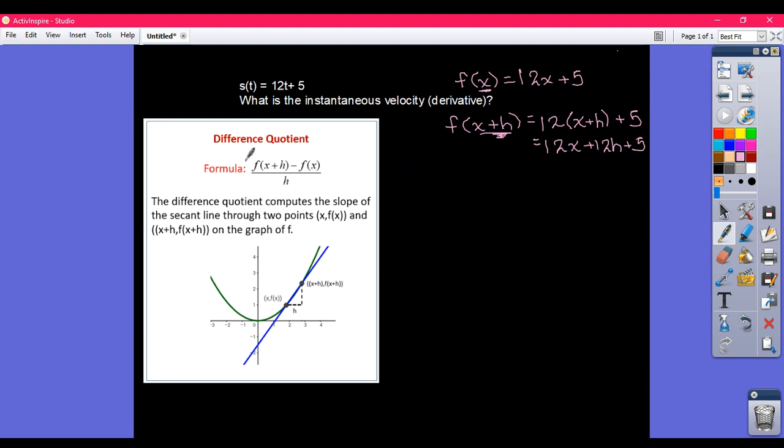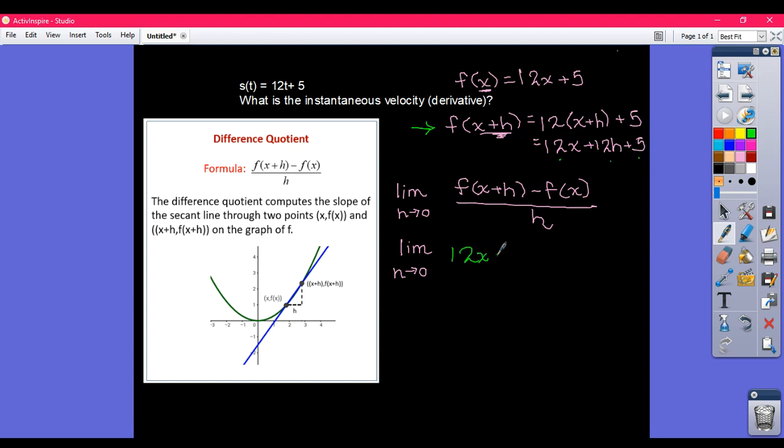Keep in mind that the formula has a limit in front, since you're finding the limit. It's the limit as h approaches 0 of f of x plus h minus f of x all over h. So we're going to plug this into the formula in order to find the derivative. So the limit as h approaches 0, f of x plus h, notice that we already have what f of x plus h is. It equals 12x plus 12h plus 5. So 12x plus 12h plus 5.